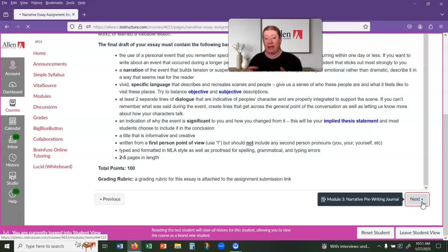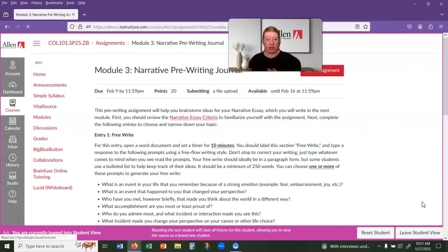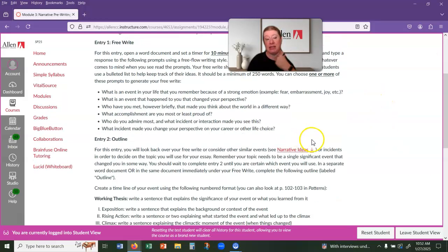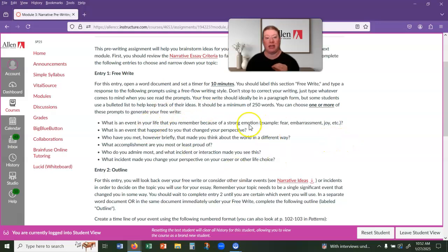So in order to plan this essay, you're going to do some pre-writing. This is a journal assignment, but I'm not having you do it as a discussion board. I'm just having you do it in a Word document. But we're practicing the same kinds of techniques that we just looked at in the previous module. So the first one is a 10-minute free write. It's a little bit longer than the free write you did before in the previous module in that pre-writing journal. So just set a timer for 10 minutes and type as many things as you can think of as possible.